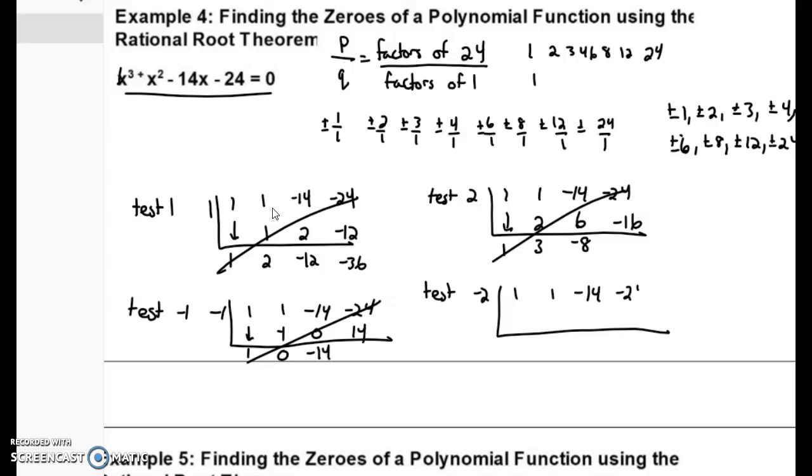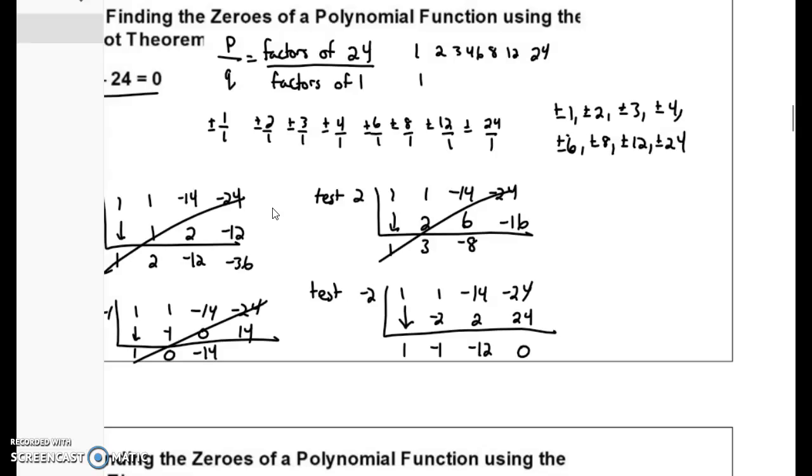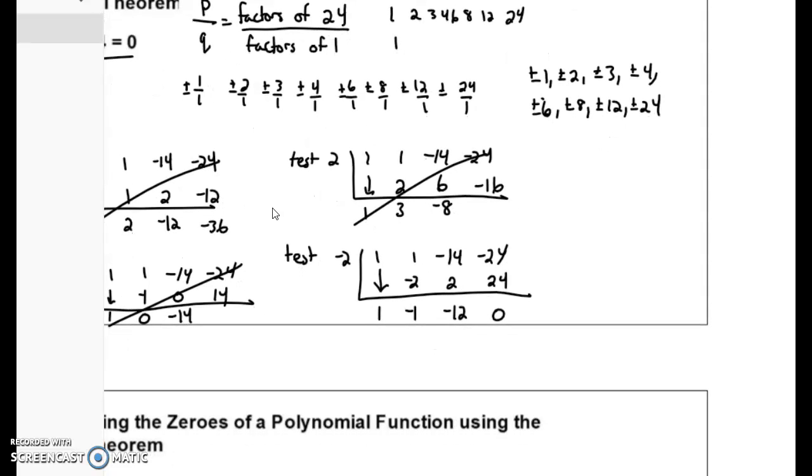And you can see what I mean about sometimes it's really irritating if you don't find one very soon that works. It can be a little frustrating, but you'll totally get there. So 1 minus 2 is -1, multiply, that's 2, add, that's -12, multiply, that's 24, add, that's 0. Okay, we have a winner. So what that means is that if -2 works, it means that -2 is a 0. So if -2 is a 0, that means x plus 2 is a factor.